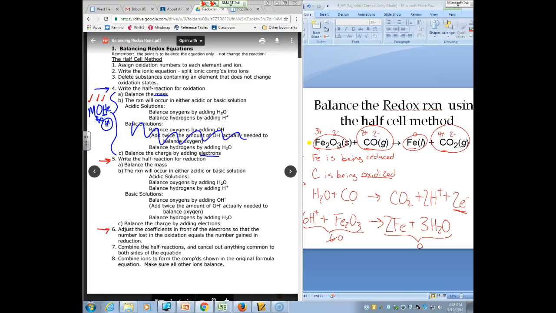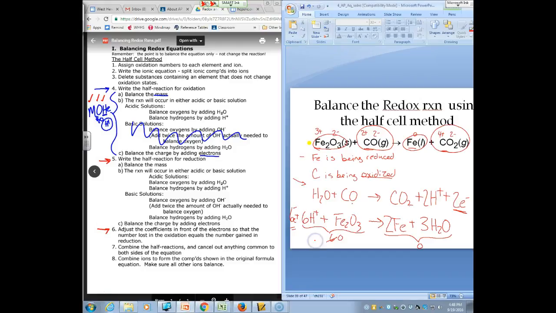So I'm down here at step number 6, and what we need to do is understand that in this first reaction, it is releasing 2 electrons. In the second reaction, this iron is gaining 6 electrons. Well, that's 4 more than what was released in the first reaction. And that can't be. We can't just produce electrons just because we want to. So what we have to do is adjust the coefficients in front of the electrons. Number lost in oxidation equals the number gained in reduction.